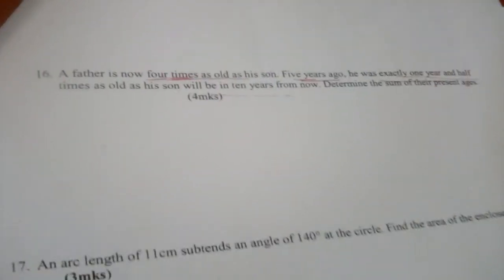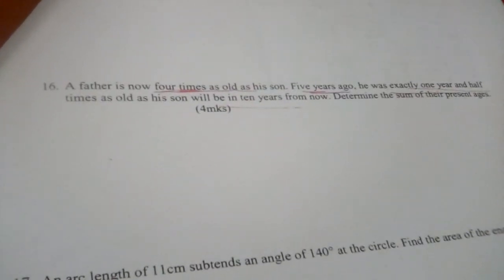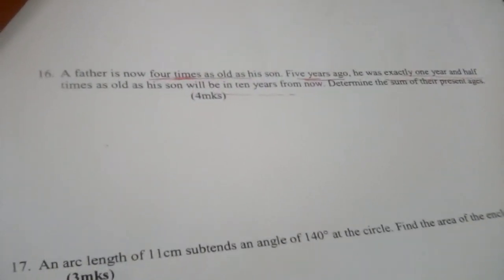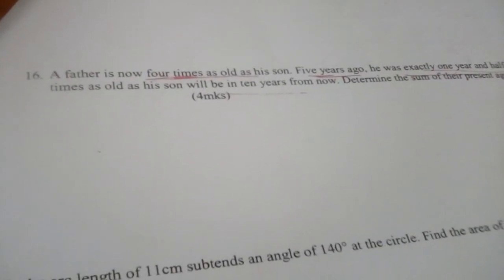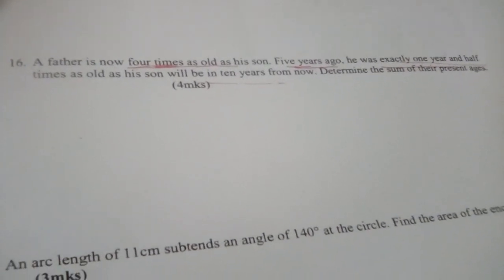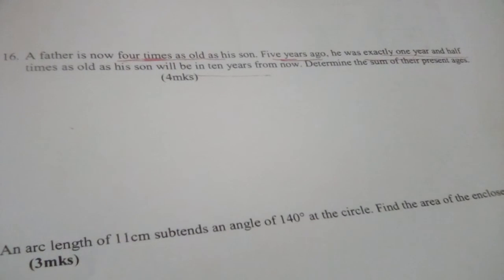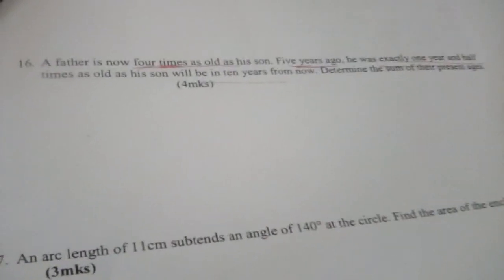And this is where I want us to read carefully. Some problems which involve a lot of words require some careful attention. Okay, so let us read this one. A father is now 4 times as old as his son. 5 years ago, he was exactly 1 year and a half times as old as his son will be in 10 years from now. Determine the sum of their present ages. I recommend that when you're reading a question, read it at least 2 times.